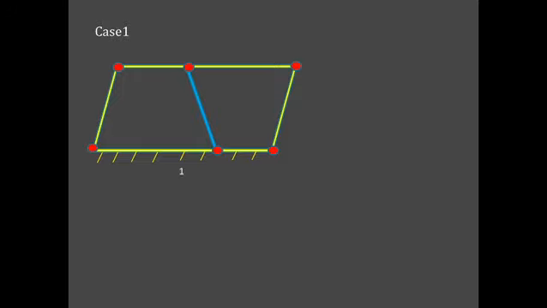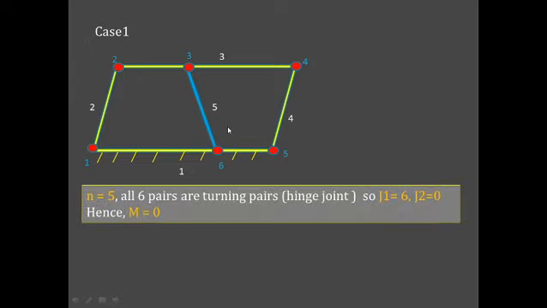So first we will count the number of links. So this is our first link, this is second, third, fourth and fifth link. Then if we find the pairs between these links, this is our first pair, then second pair, third pair, fourth, fifth, and this is our sixth pair. And we can observe here all the connections or pairs are formed by hinge joint or pin joint. Therefore each pair is a turning pair, having degree of freedom 1.